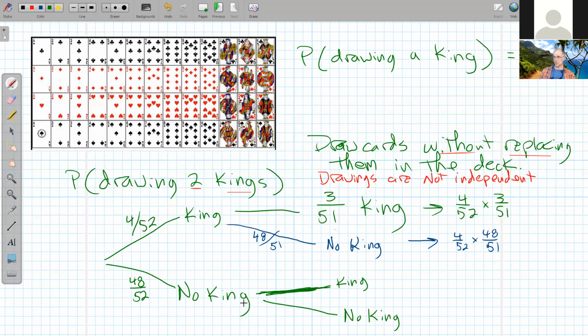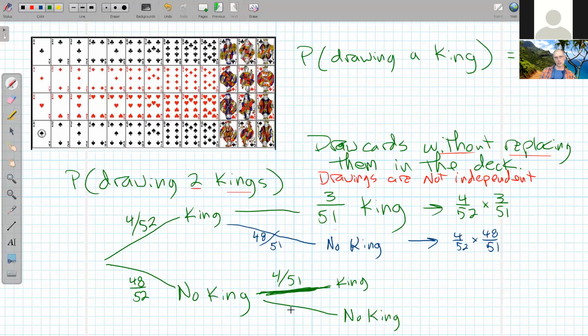Let's say I have an ace in my hand. How many kings are still in the deck? 4. 4, thank you. Yeah, there are 4 kings in the deck currently. 1 king is missing, so that's 4 out of 51, the probability of getting a king on the second draw, knowing you didn't get a king on the first draw.